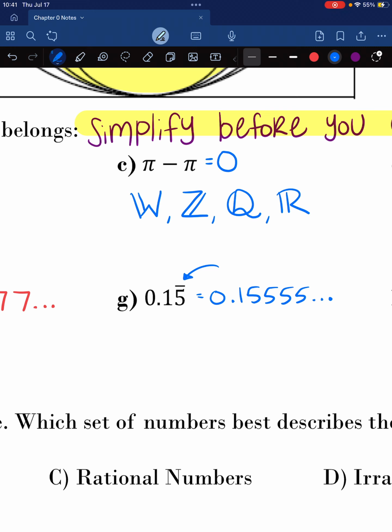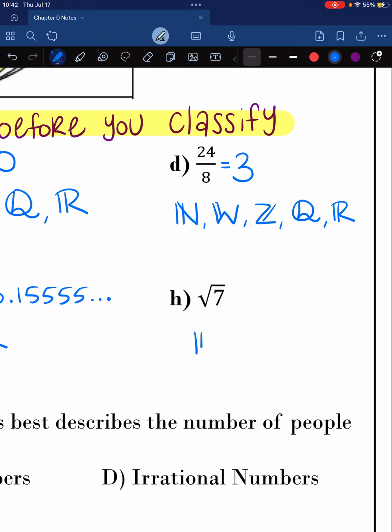And finally, square root of 7, there is no way to simplify that square root. That is going to be a decimal that continues on forever without any repeating pattern. So irrational, but irrationals are also real numbers. They are not imaginary, which I know we haven't learned about yet, but that is going to come up later this year.